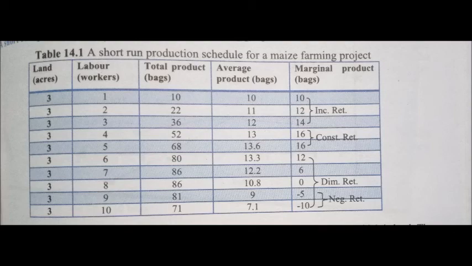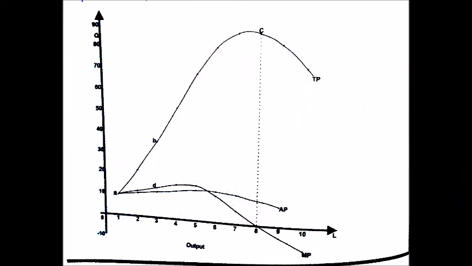We use the short-run production schedule below to explain the law of diminishing marginal returns. Then I gave you a table. I said this table, we'll be using it. So when you look at the table I gave you, my interest is in the marginal product, whereby we have the increasing returns, the constant returns, the diminishing returns, and the negative returns. The increasing returns is represented on the table inc.ret, as you can see on the table. Then the constant returns const.ret. Then diminishing returns dim.ret. Then the negative return neg.ret.